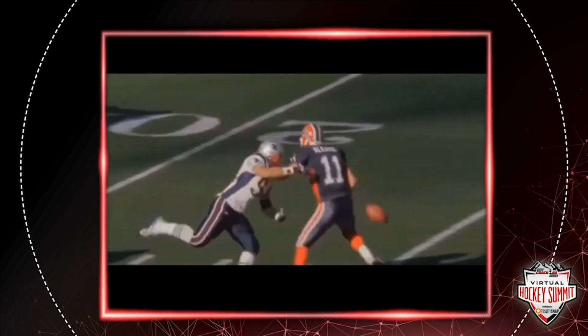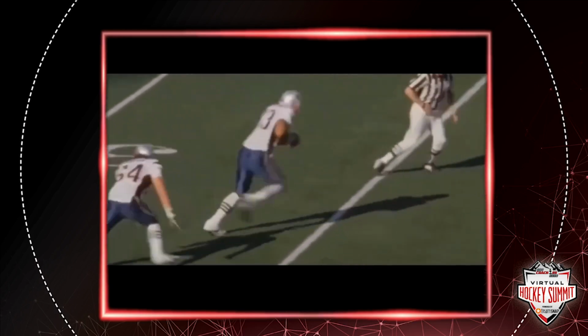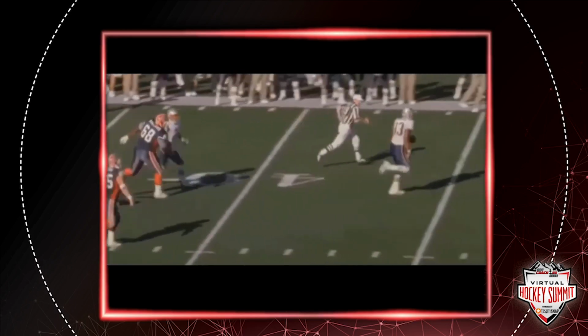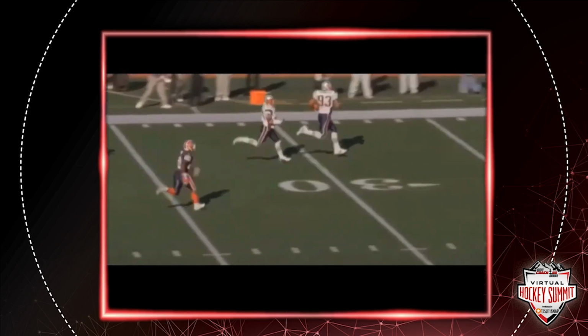Play action, going to be hit. Sack, fumble. Ball is loose. Picked up by Richard Seymour at the 40. Richard Seymour goes the distance. Touchdown. Patriots.